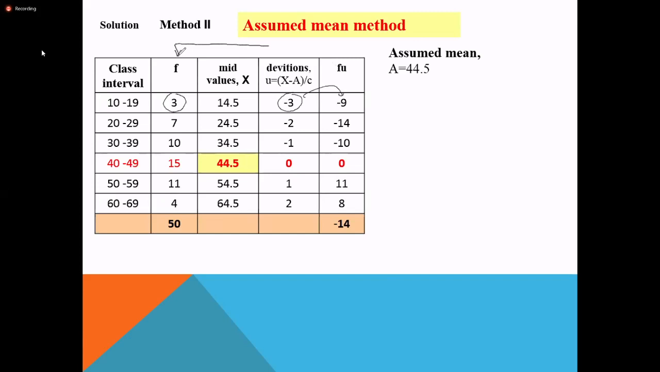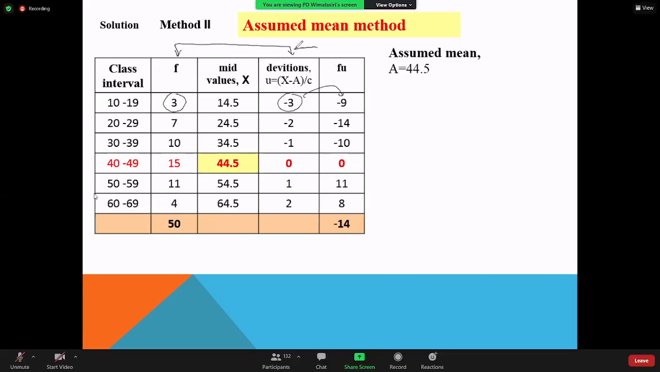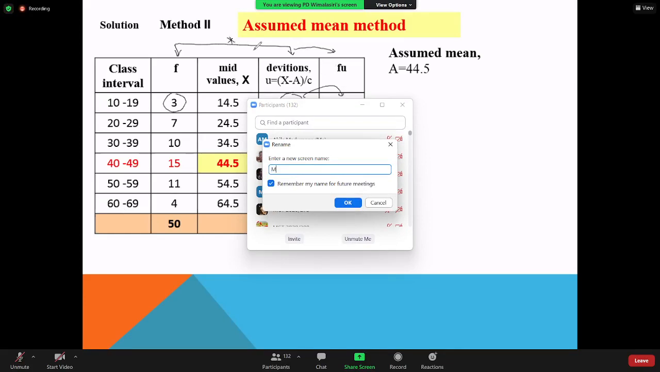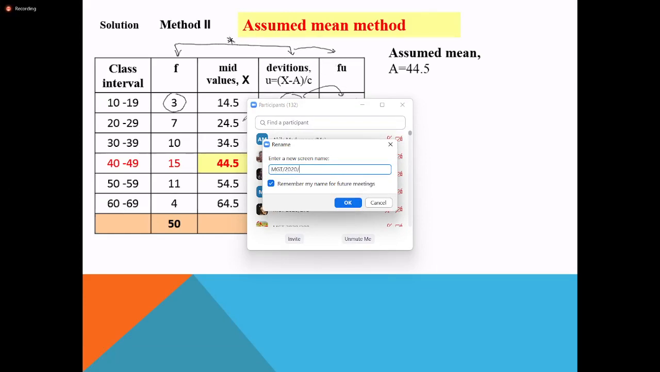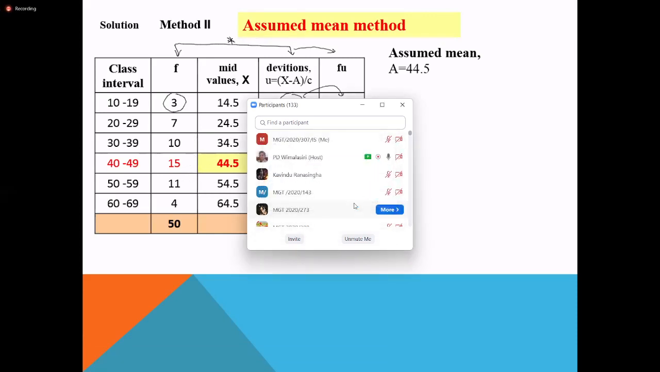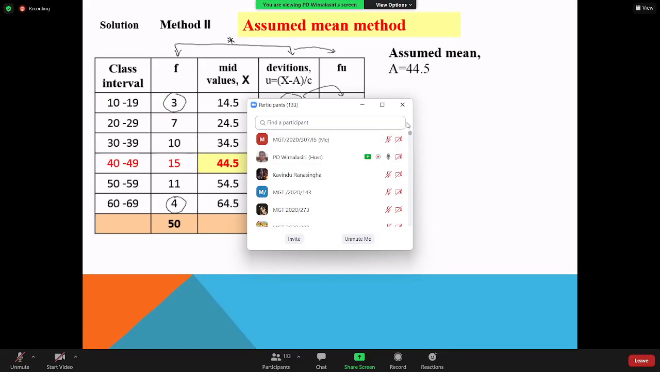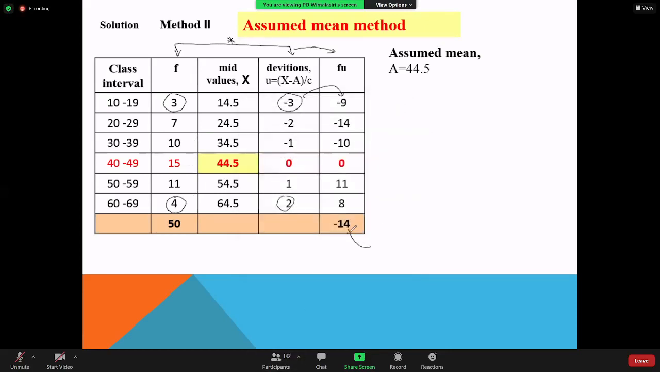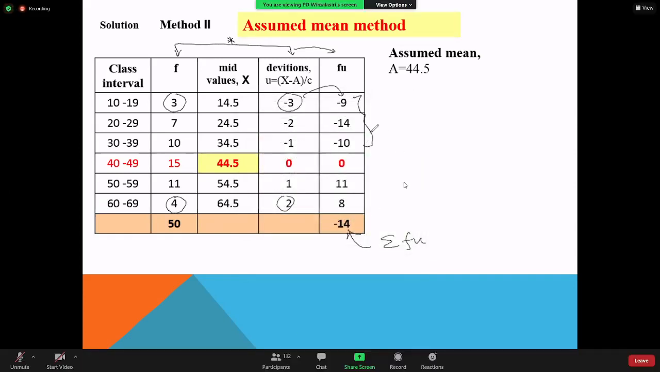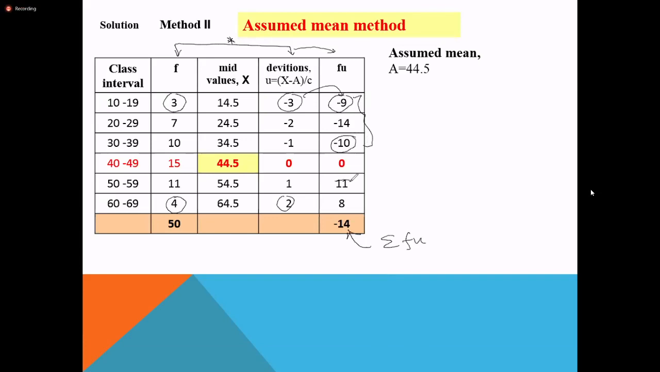So you have to multiply these 2 columns, the values of the f column and the u column, to get this value. Okay, the x is the multiplication sign. So very easily without using a calculator: 7 multiplied by minus 2 is minus 14, 10 by minus 1 is minus 10, here 0, 11 by 1 is 11, 4 by 2 is 8. Get the sigma fu, the addition, sigma fu. Add up the negative values. Now here minus 9 and minus 10 is minus 19, and these 11 and 8 is plus 19.